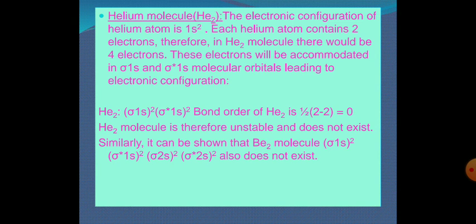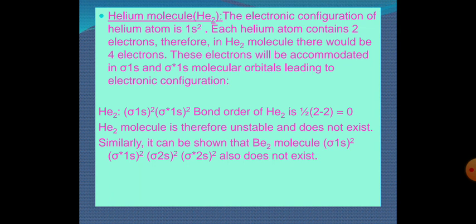The electronic configuration of helium atom is 1s2. Each helium atom contains 2 electrons. Therefore, in helium, that is He2 molecule, there would be 4 electrons. These electrons will be accommodated in sigma 1s and sigma star 1s molecular orbitals, leading to electronic configuration sigma 1s2 and sigma star 1s2.